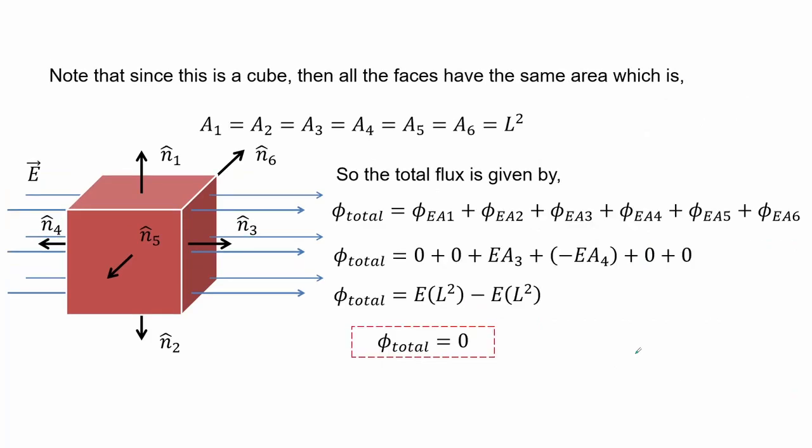Note that since this is a cube, all the faces have the same area, which is equal to L squared. So now the total flux, which is just the sum of the individual flux from each face, is calculated. We see that the resulting flux is equal to 0. The closed surface demonstrates that in the absence of a charge inside it, it will have a total electric flux equal to 0.